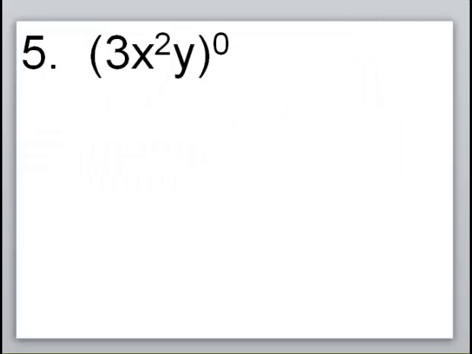This is the algebraic expression I have. Notice the parentheses are here. So this says this whole thing is to the 0 power. We know anything to the 0 power is 1. So it is really that simple.